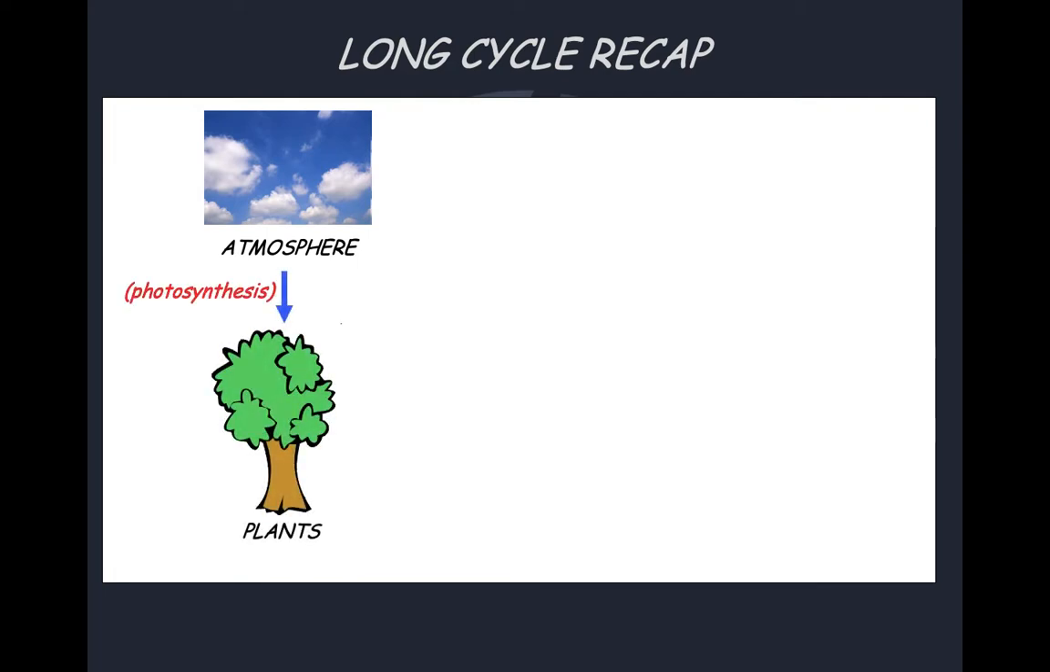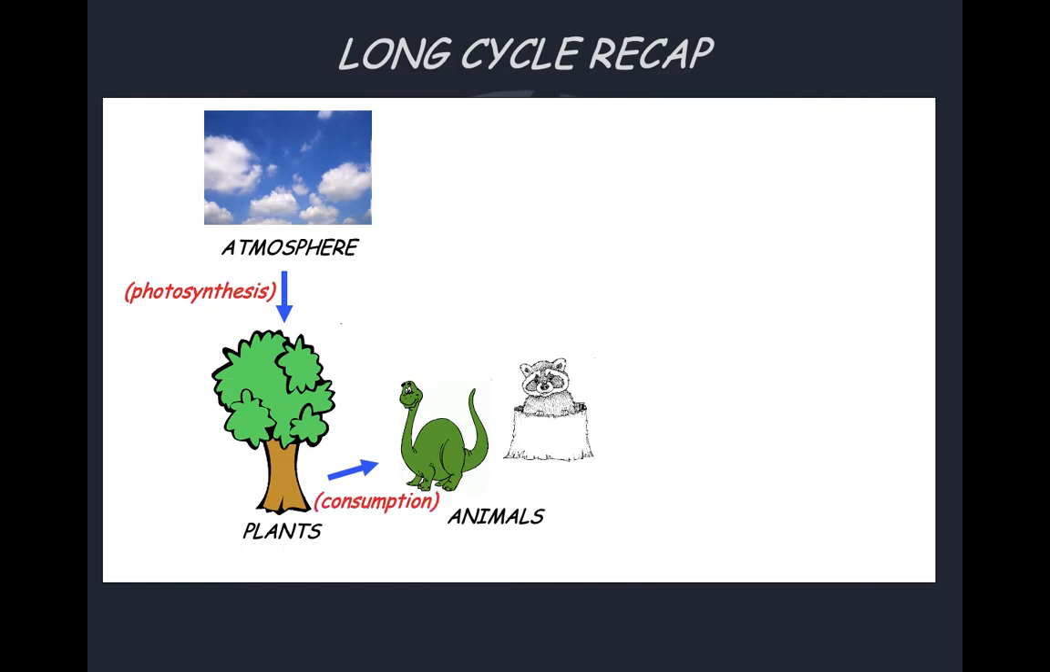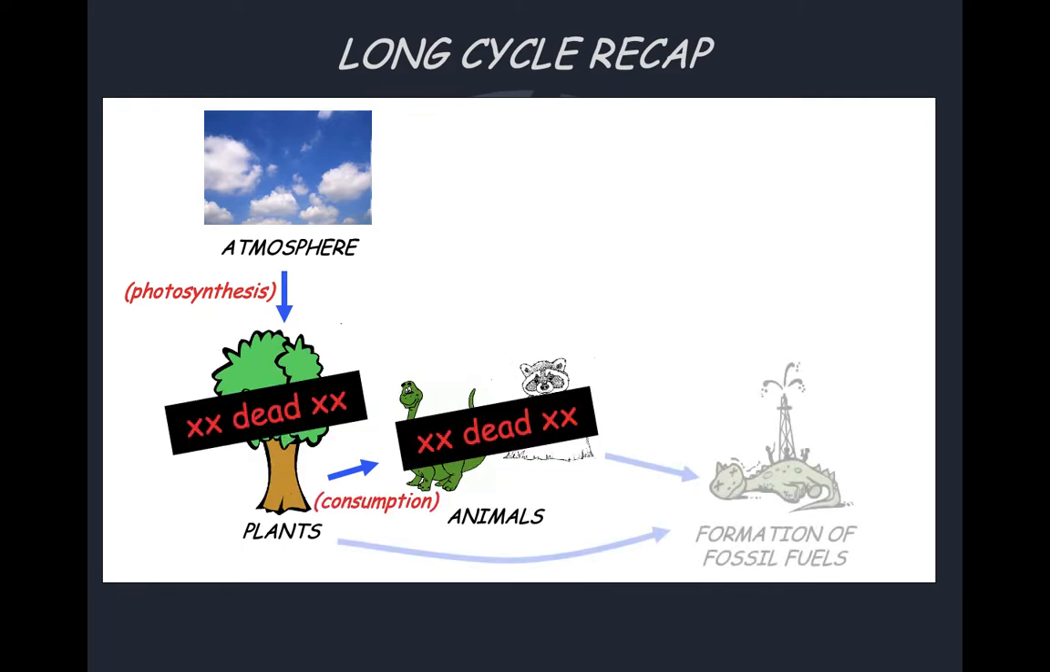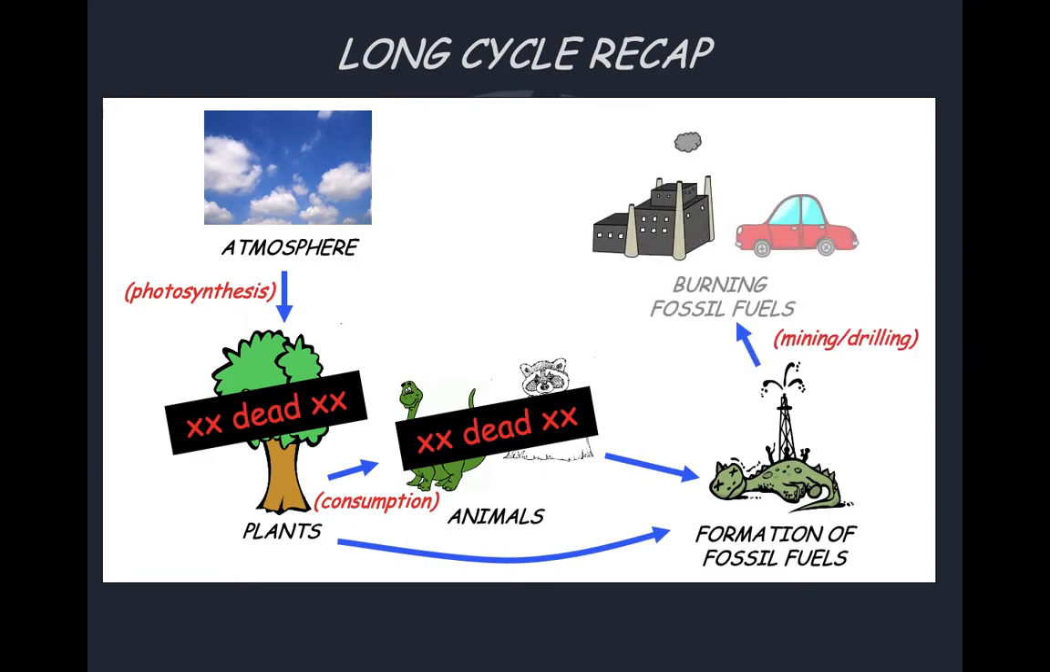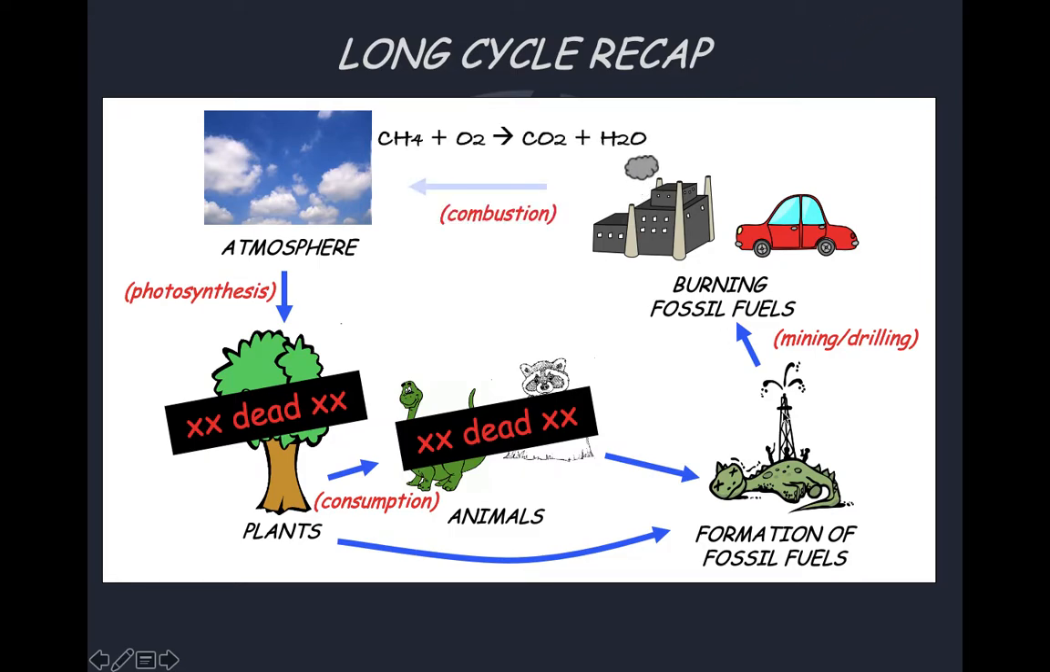So the atmosphere provides CO2 to plants. Plants use the CO2 to synthesize food that the animals then eat. When those plants and animals then die, fossil fuels can be formed over millions of years from their remains. We then drill or mine those fossil fuels and use them by burning them as an energy source. That's going to allow all of that carbon that was stuck underground to get pumped into the atmosphere.